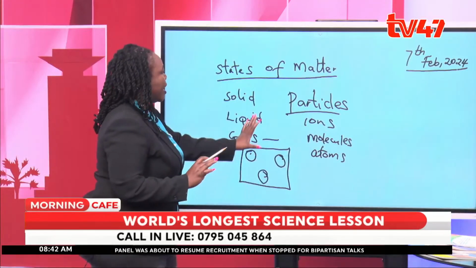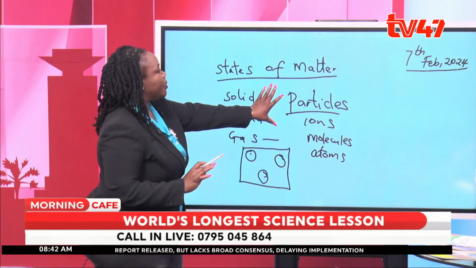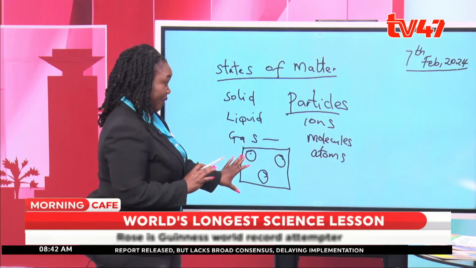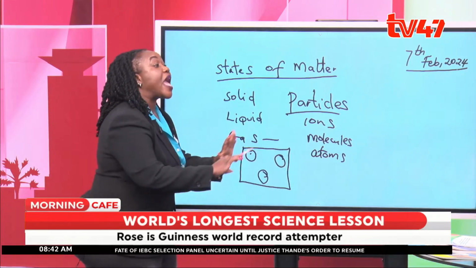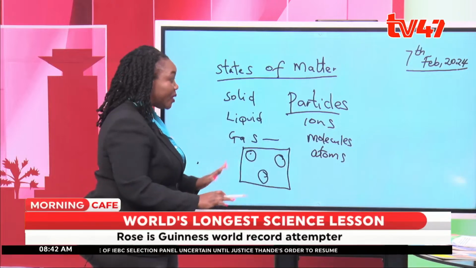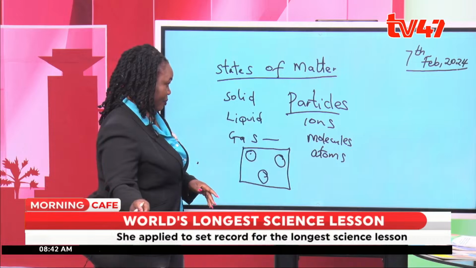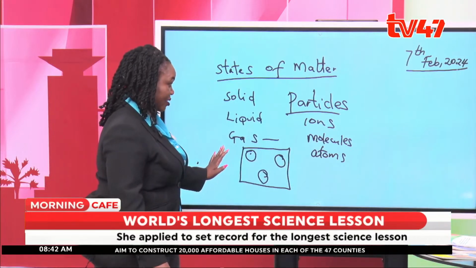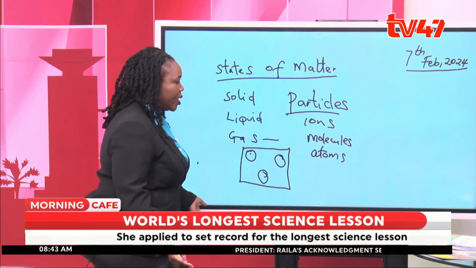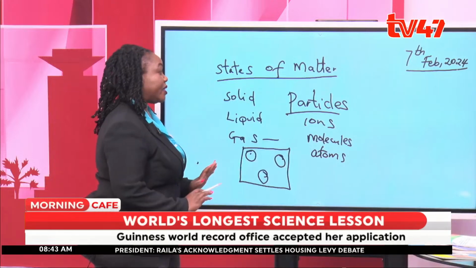So you find that when these gas particles escaped, they're able to move everywhere in random directions. That is why people who were even far away from the vessel were affected. So you wonder how. It's because the gas particles can spread very fast.